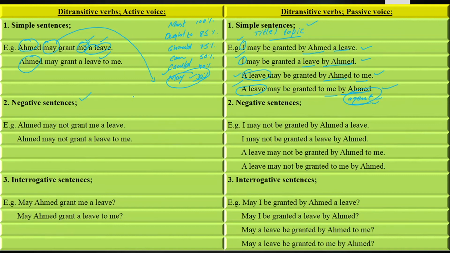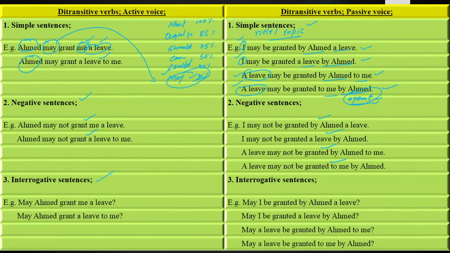Next we have got negative sentences. Those sentences in which we deny the statement, reject the statement and refuse the statement are called negative sentences. Ahmad may not grant me a leave, Ahmad may not grant a leave to me. I may not be granted by Ahmad a leave. I may not be granted a leave by Ahmad. A leave may not be granted by Ahmad to me. A leave may not be granted to me by Ahmad.